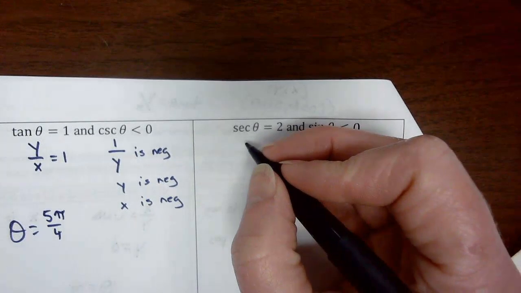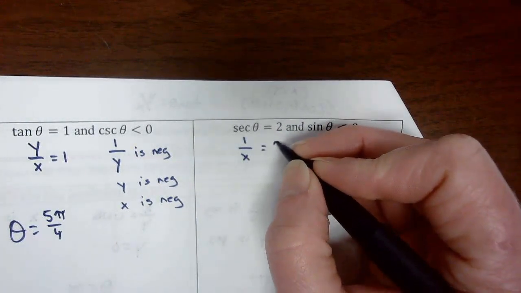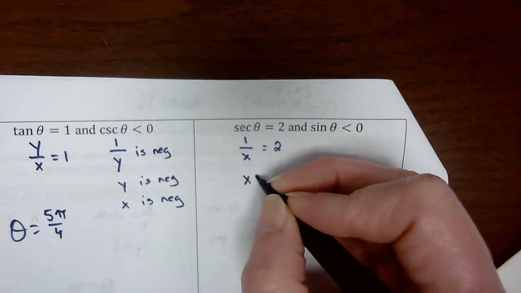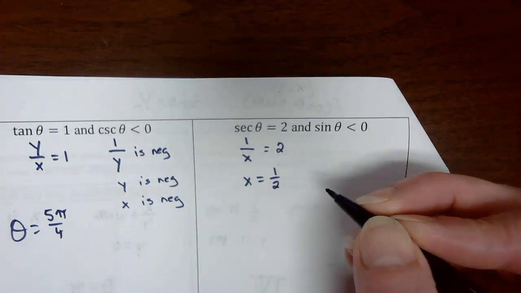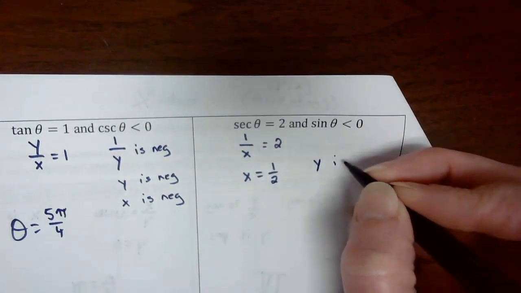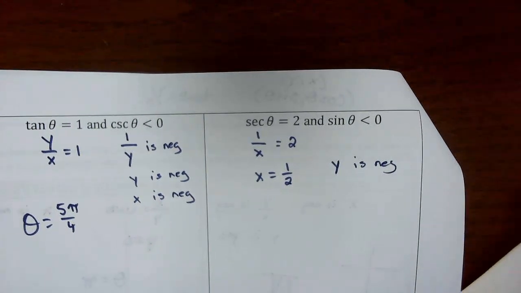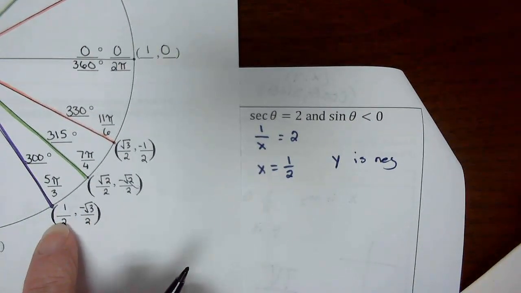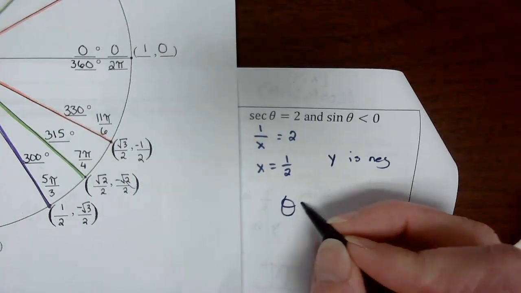Secant is 2. Now, secant is 1 over x is 2. So that would mean x is 1/2. And sine is less than 0, so y is negative. So x is a positive number, y is negative. That puts us over here. And x is 1/2. So we're right there.